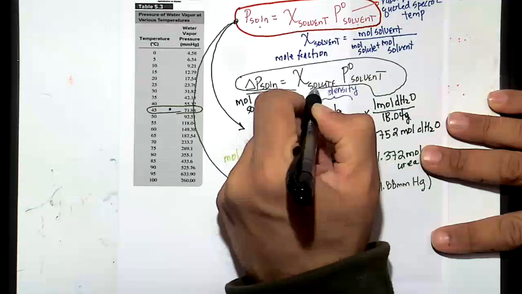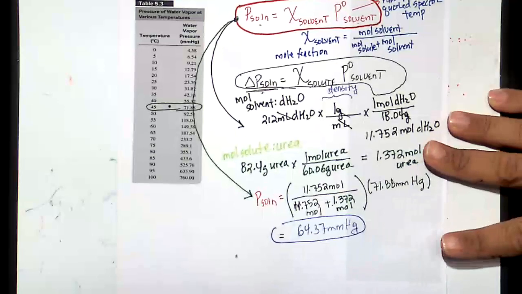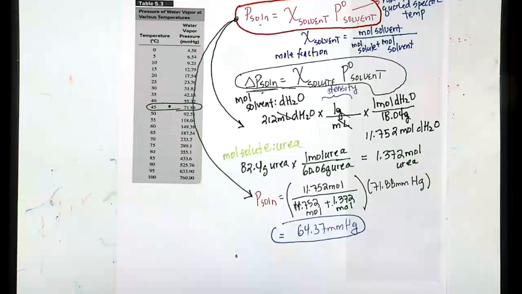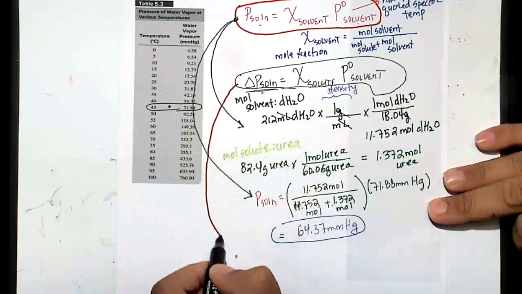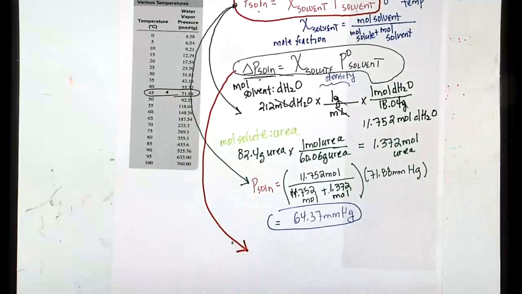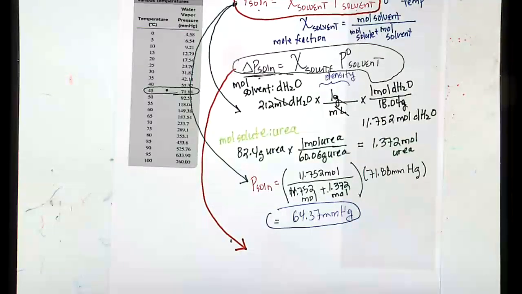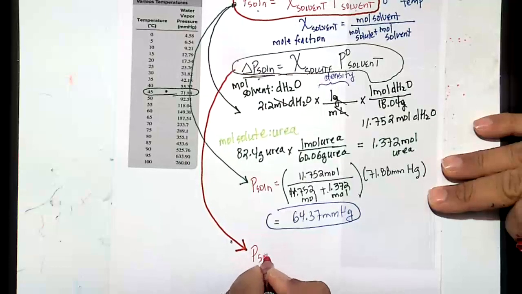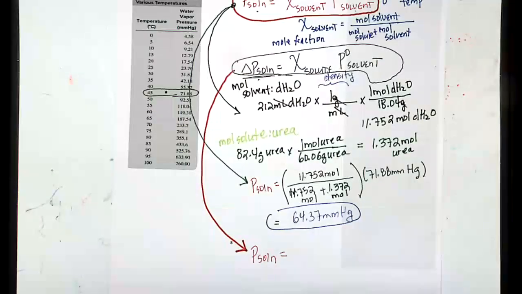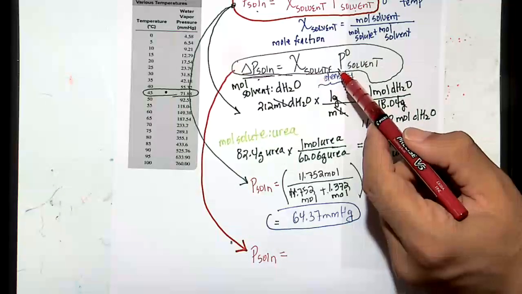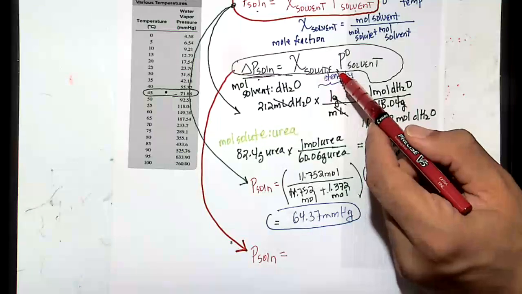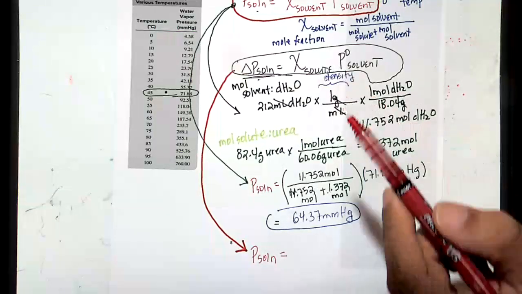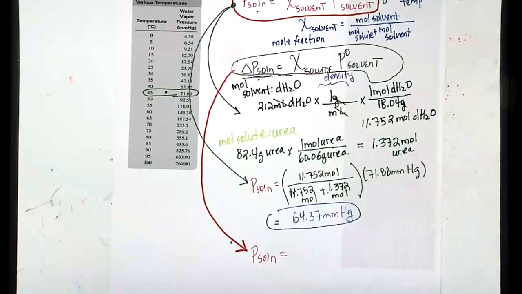Just for you guys to know, let's utilize this equation, which is the change. All right, here we're going to use the same P of solution, but this equation is going to be the mole fraction of the solute. So what will be the mole fraction of the solute? What goes in the numerator? The moles of the solute, right? It's going to be 1.37.